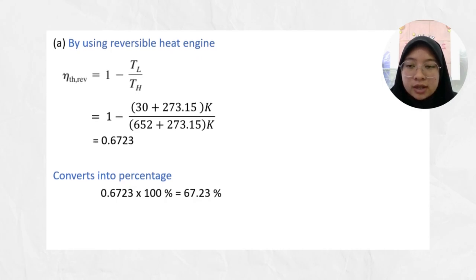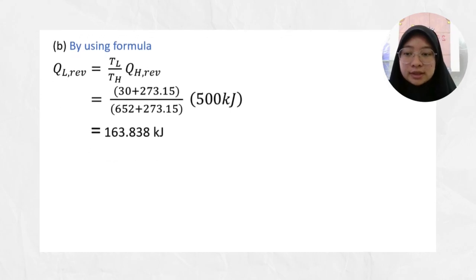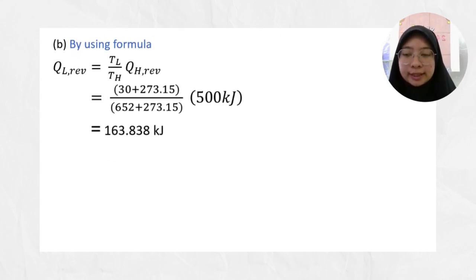For the first question, the Carnot heat engine is a reversible heat engine, and the efficiency can be calculated using 1 minus TL over TH, where TL is the low temperature and TH is the high temperature. This temperature must be in the Kelvin scale. So we get 0.6723. This needs to be converted into a percentage, where we get 67.23%. For the second question, the amount of heat rejected QL can be calculated using this formula: QL equals TL over TH times QH, where TL is the low temperature, TH is the high temperature, and QH is 500 kilojoules. So we get 163.838 kilojoules.